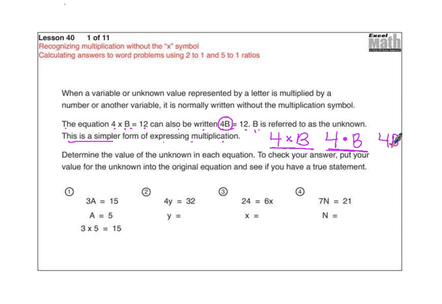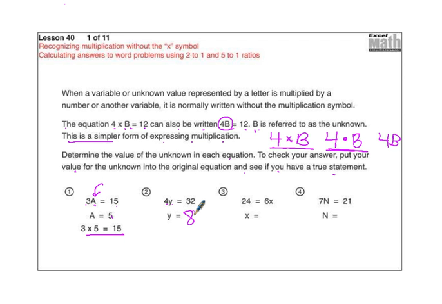All right, determine the value of the unknown in each equation. To check your answer, put your value for the unknown into the original equation and see if you have a true statement. So here we have 3a equals 15. What number would go in there? 5, because 3 times 5 is 15. 4y equals 32. 4 times what is 32? Obviously 8. 4 times 8 is 32.